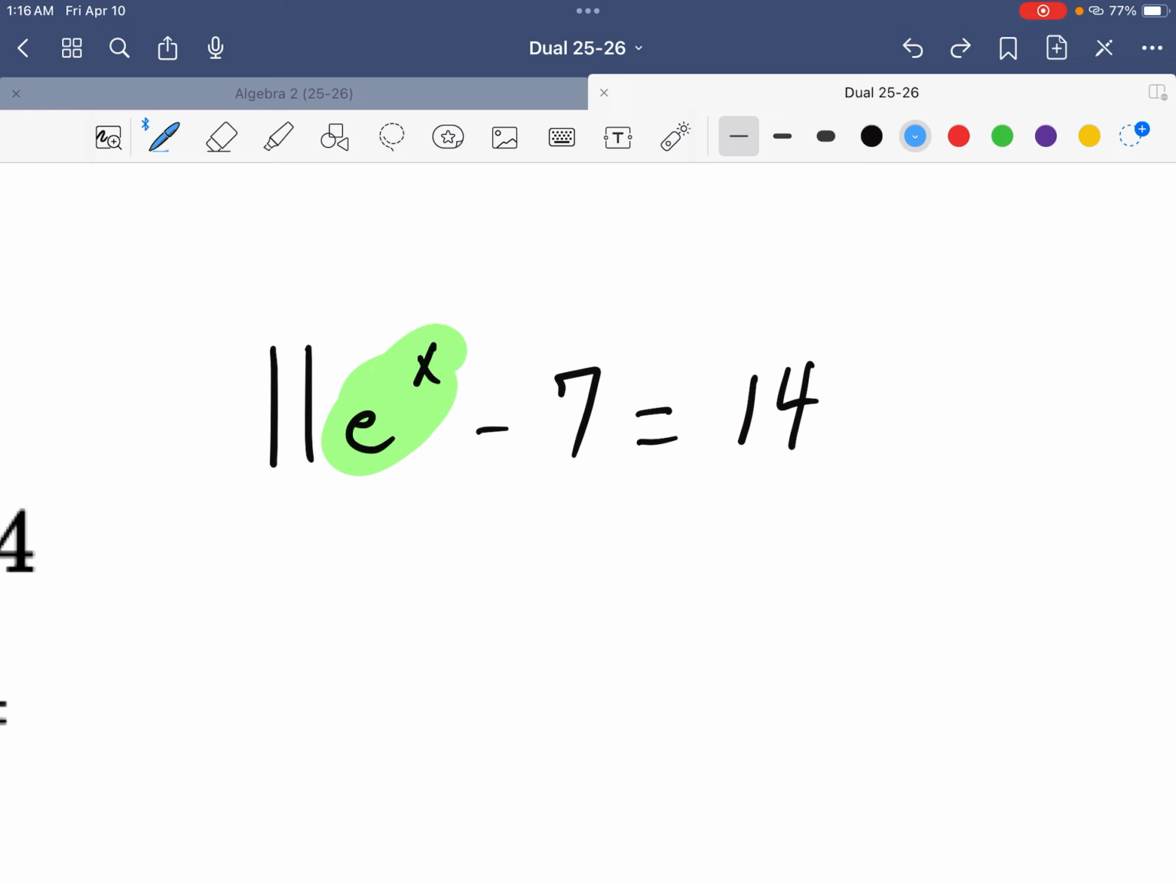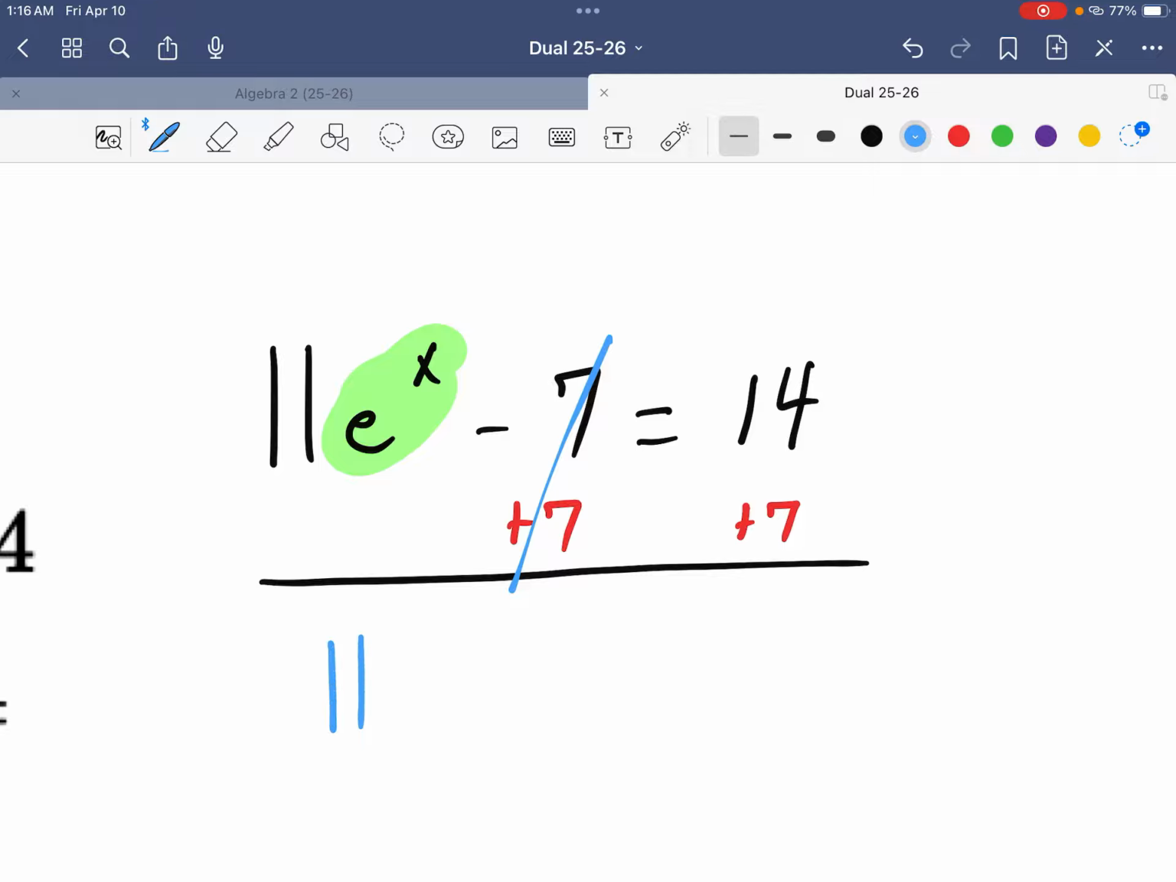So if I were going to solve this, I want to get the e to the x by itself. Do I divide by 11 first? Or do I add 7 first? I'm going to do plus 7 first, okay? So plus 7 to both sides. So this is 11 e to the x equals 14 plus 7, that's 21.